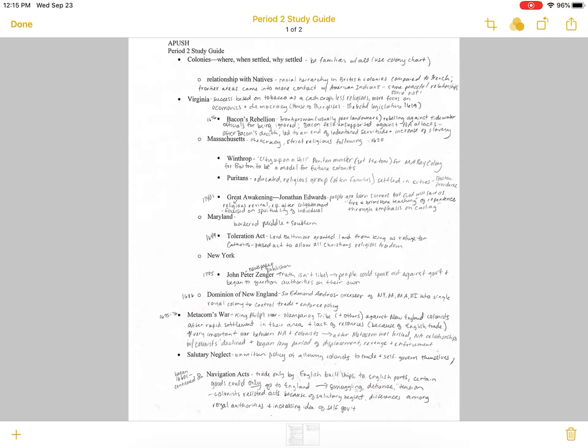This is a really important war that a lot of people died. Like a large percentage of colonists died, and a really large percentage of Native Americans died.